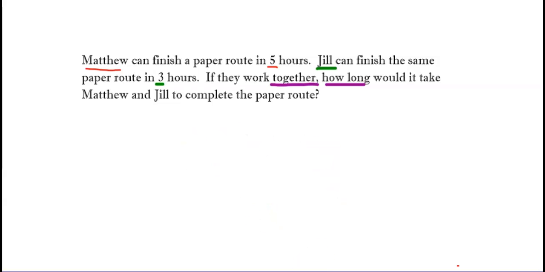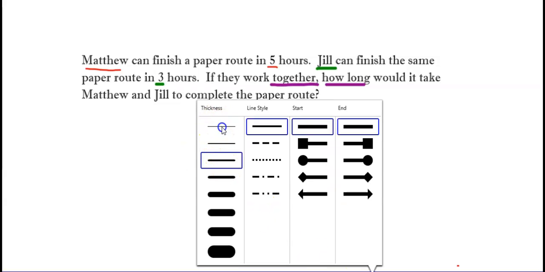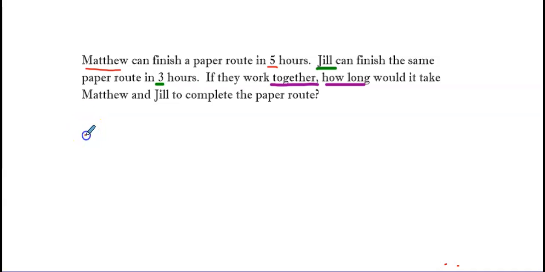So we would call Matthew M. And the way we set this up is not like a 5x or a 5n, because it's not 5 times something. It's how long it takes him to finish the same job that it's taking Jill a different amount of time to complete. So the way we set that up is with a ratio or a fraction. Matthew can finish the one job in 5 hours. So it takes 5 hours for Matthew to finish this job.